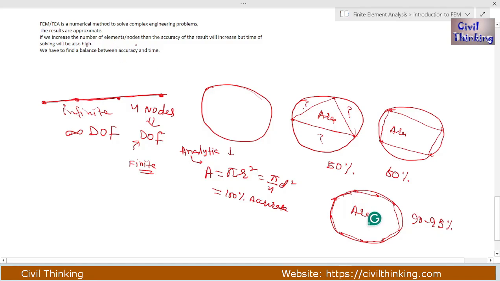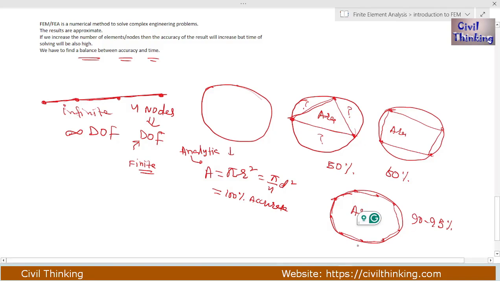If we increase the number of nodes in meshing, meaning when we divide a body, the domain, into a number of small discrete elements, of course the accuracy of our results will increase. But remember, we always have to find a balance between accuracy and time. For example, here we have only 3 nodes, so we have to calculate the results with the help of these 3 nodes only.